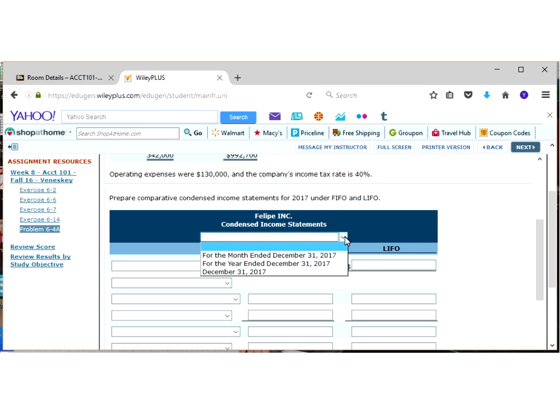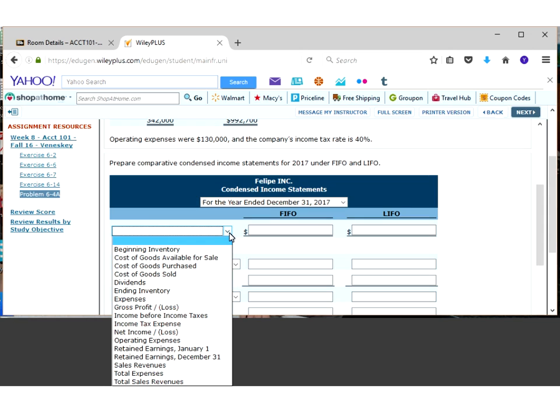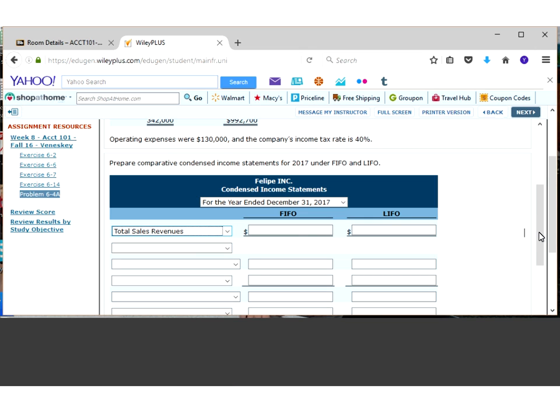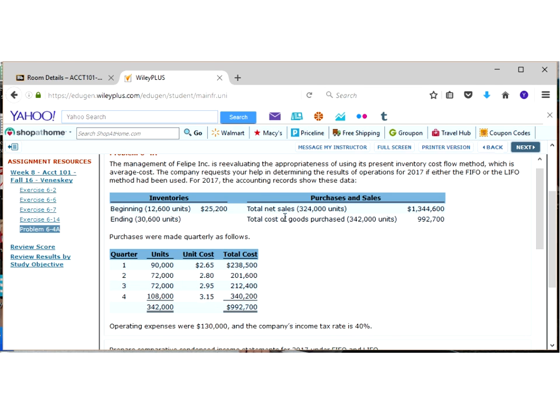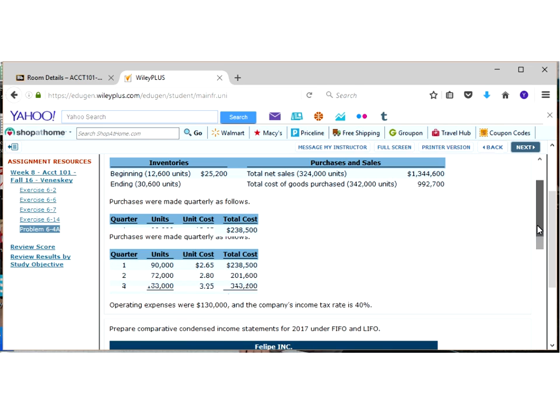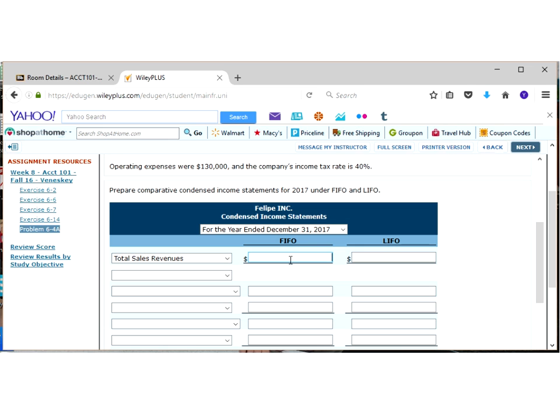So remember, for income statements, we always use "as of" or "for the" whatever period ended. So in this case, year ended. And then the top of an income statement always has sales. So we're going to come down here to our total sales revenue. In this problem, they don't talk about sales returns or sales discounts. They went ahead and just combined everything into total net sales instead of having us do that later. So we have total net sales of $1,344,600.